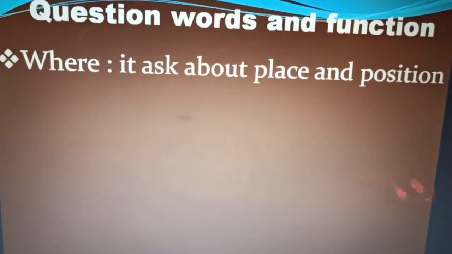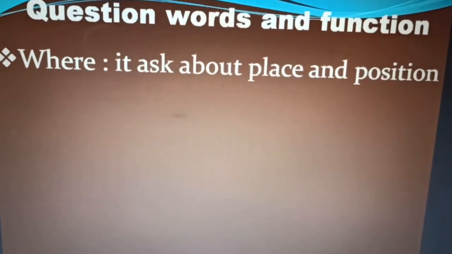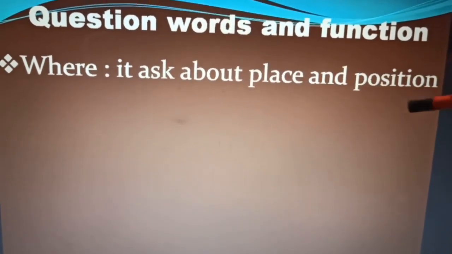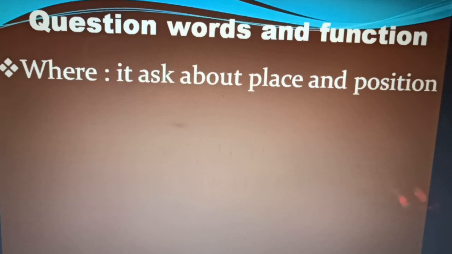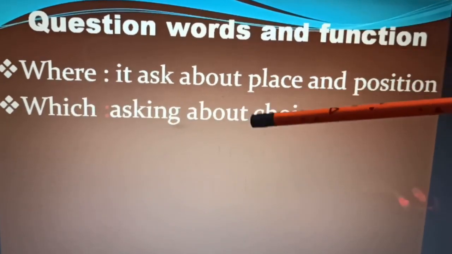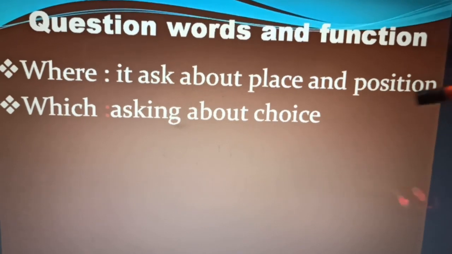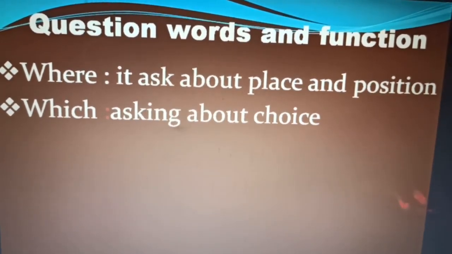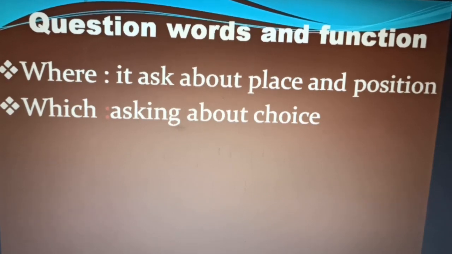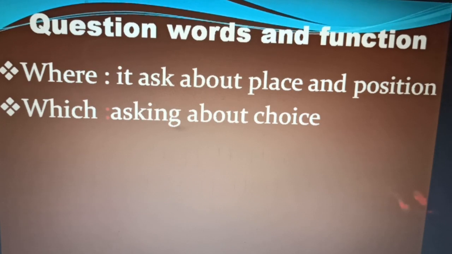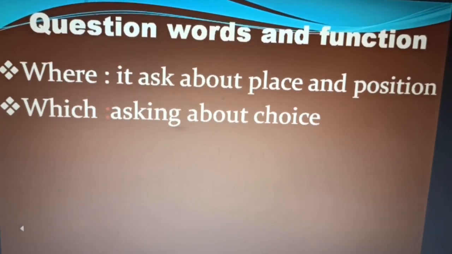Where asks about place and position. Where आपको place और position के बारे में बताता है. Which asks about choice. If you have any choice, like which is your notebook, or which dress you like most, then you will use which over there.